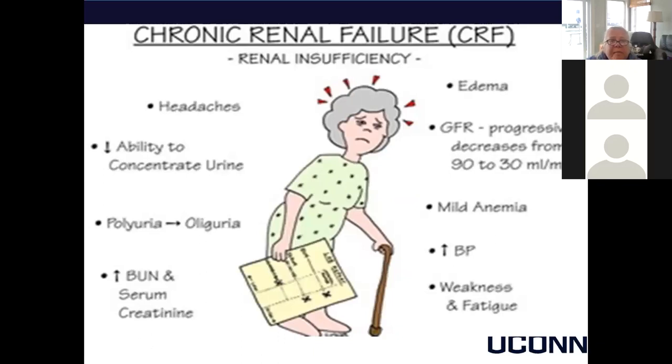Headaches, edema, decreased ability to concentrate urine. So again, it can be either polyuria or oliguria. People with chronic kidney disease who make urine, it's not quality urine. Not a lot of toxins, often not concentrated. Increased levels of BUN and creatinine, anemias, increased blood pressure.